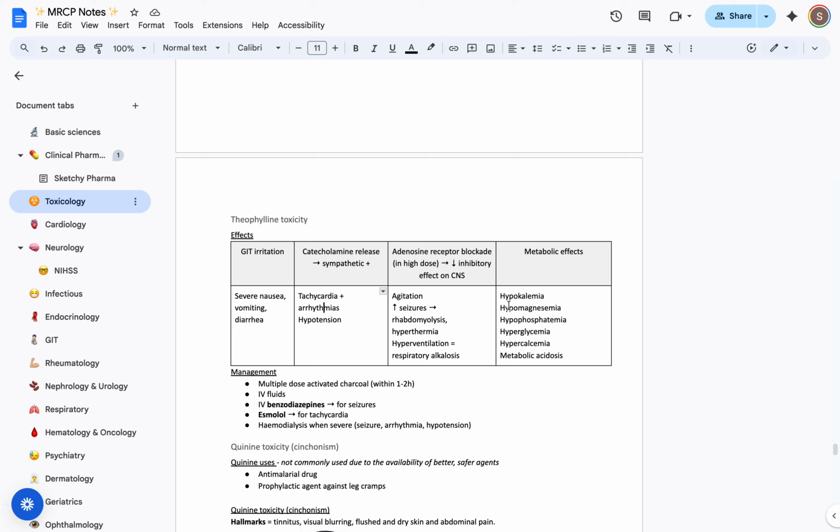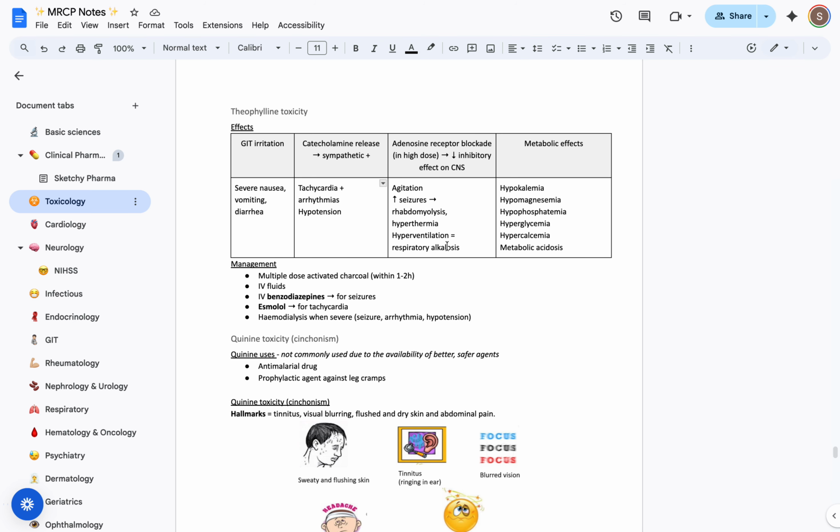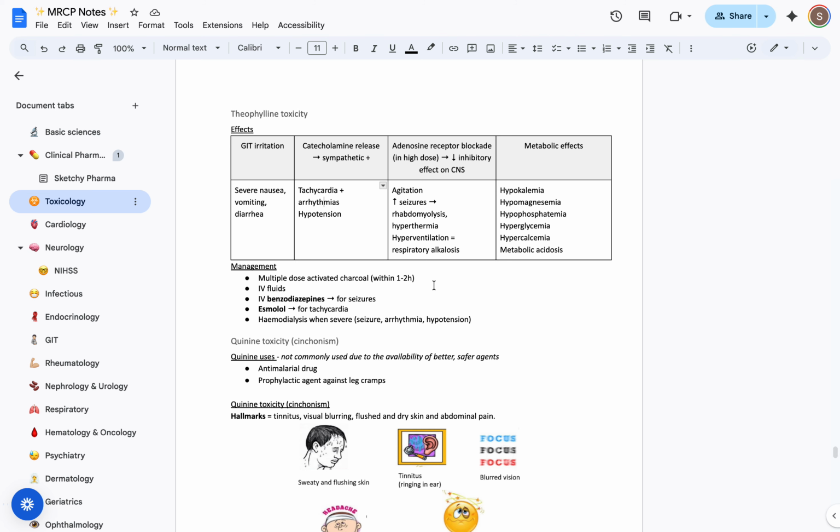And then there's metabolic effects, so it will lead to hypokalemia, hypomagnesemia, hypophosphatemia, and then hyperglycemia and hypercalcemia. Okay. How to manage? You give multiple dose activated charcoal within 1 to 2 hours. You give fluids. You give benzodiazepines for seizures. You give esmolol for tachycardia. And then if it's severe, if there's a seizure, if there's an arrhythmia, if there's hypotension, you give hemodialysis.